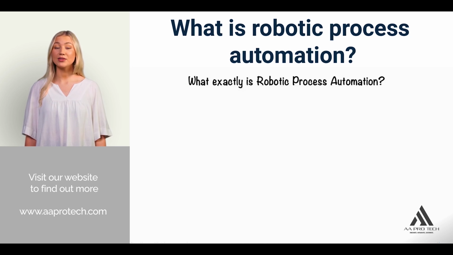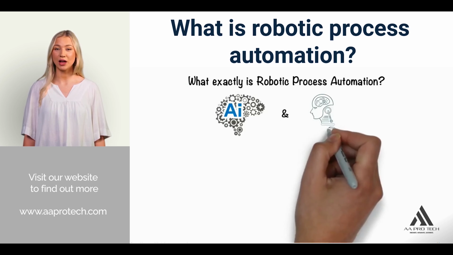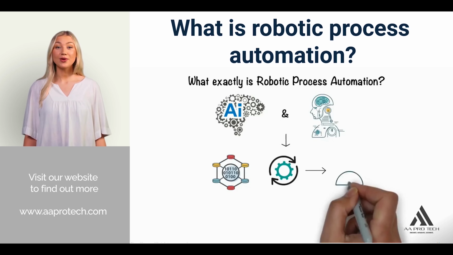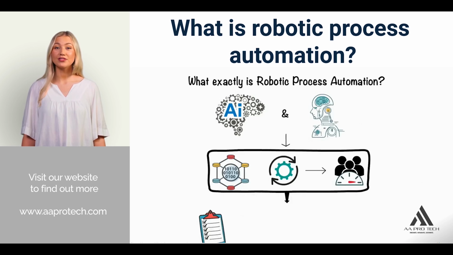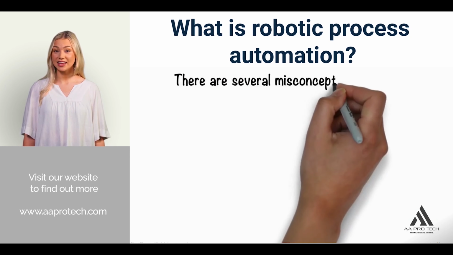So what exactly is Robotic Process Automation? Robotic Process Automation, RPA, is the use of software with artificial intelligence and machine learning capabilities to handle high-volume repetitive tasks that previously required humans to perform. Some of these tasks include addressing queries, making calculations, maintenance of records, and performing transactions.